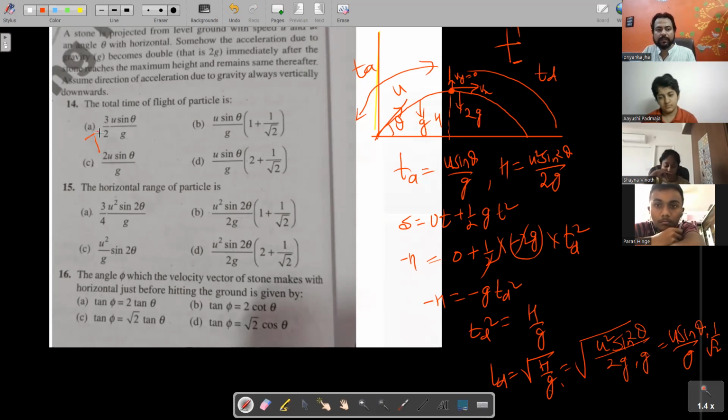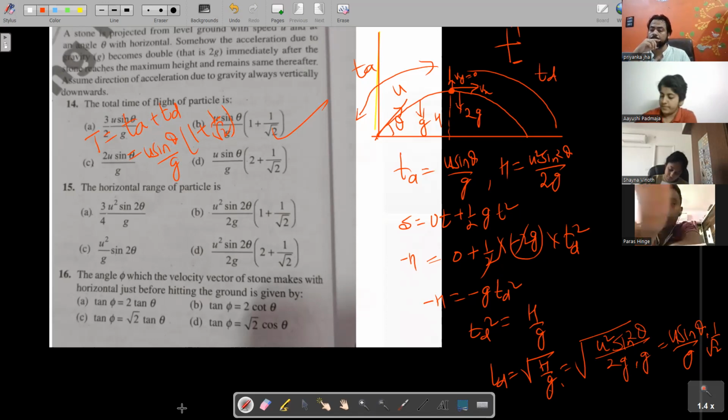So time of flight is t ascent plus t descent. T ascent is u sin theta upon g. We have the same thing over here as well. So you can take it as common. Then 1 plus 1 by root 2. So the answer is B. Understood? If you have any doubt, ask me.